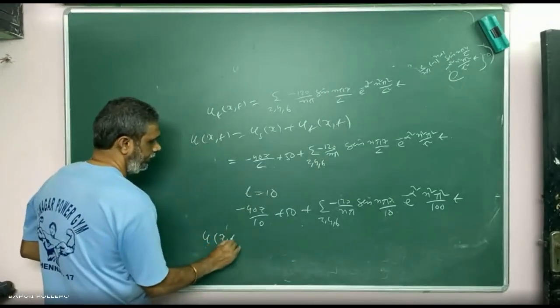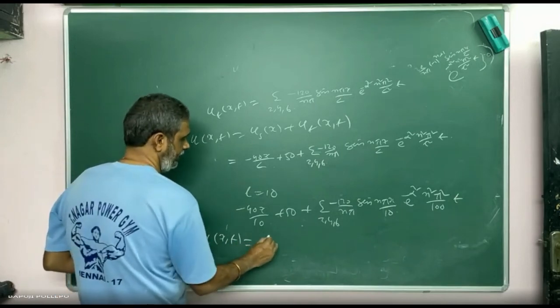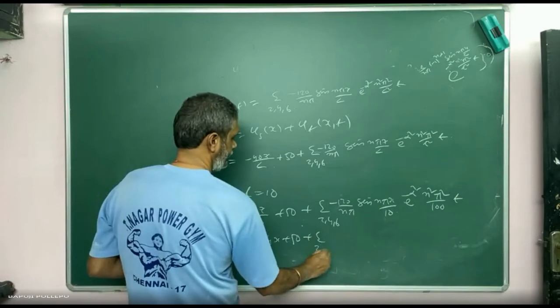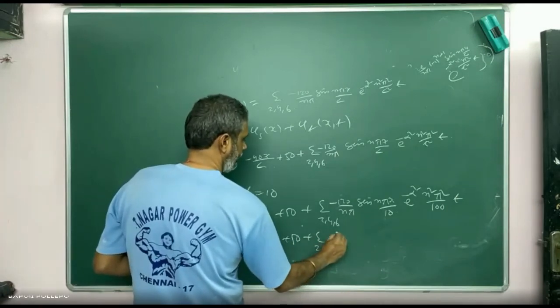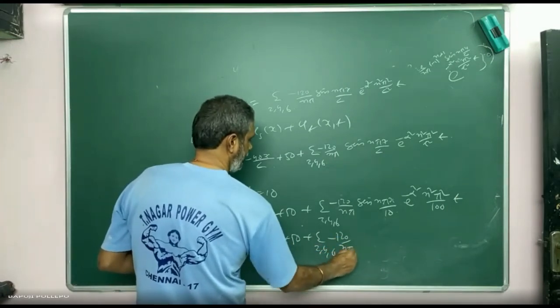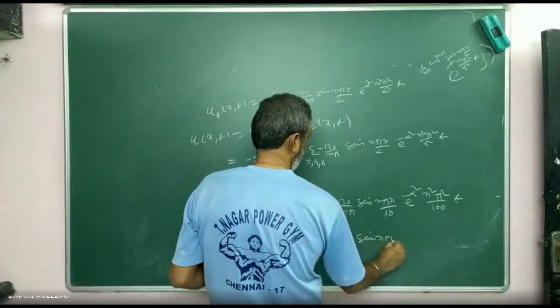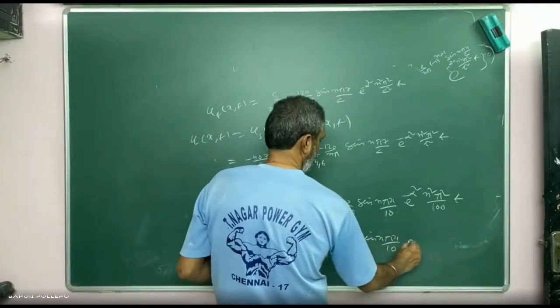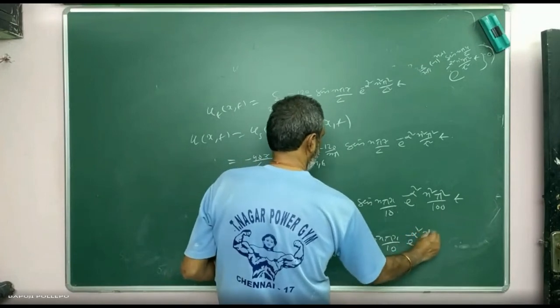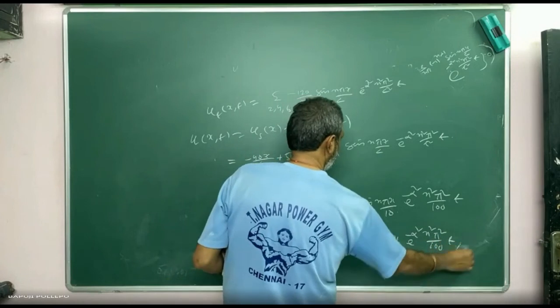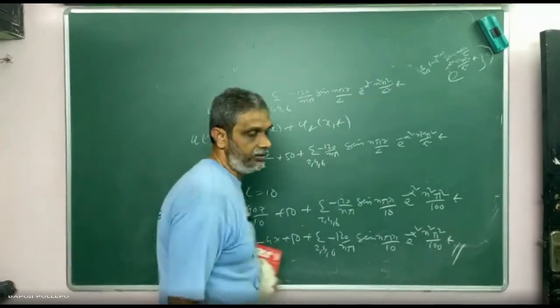U of x comma t is equal to minus 4x plus 50 plus the sum over n is equal to 2, 4, 6 of minus 120 by n pi sin n pi x by 10 e to the power of minus alpha square n square pi square by 100 t. Just check all the problems.